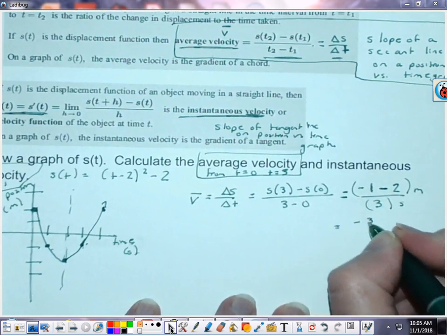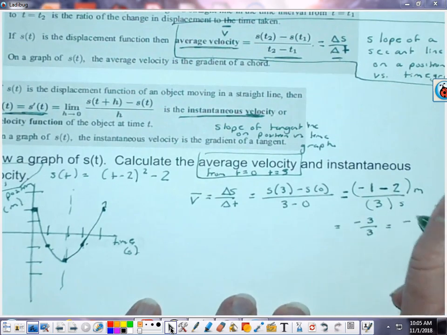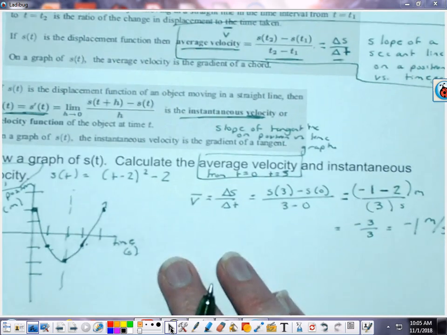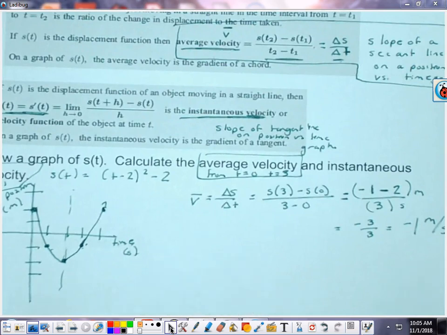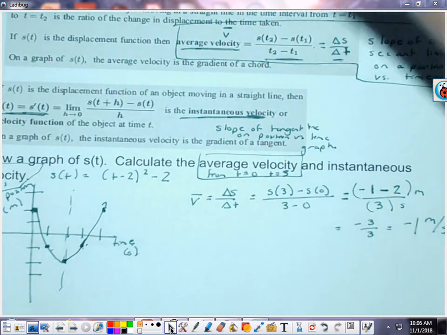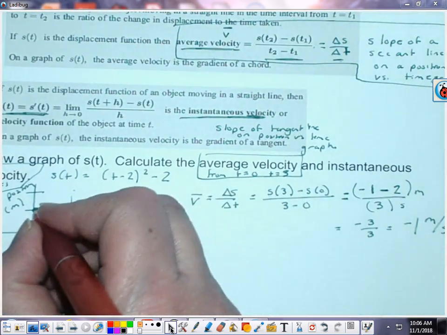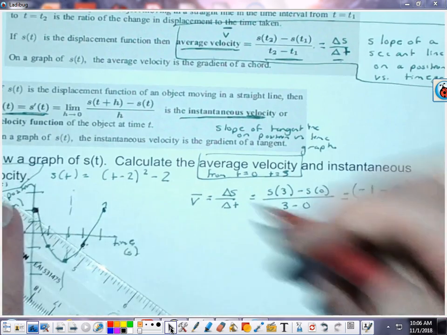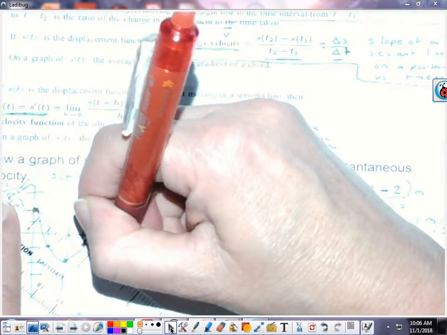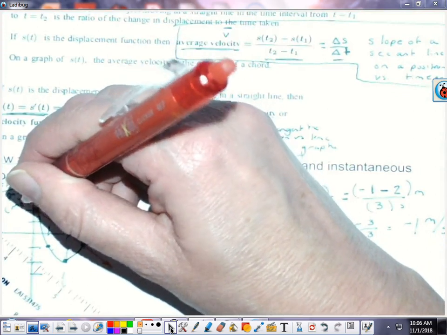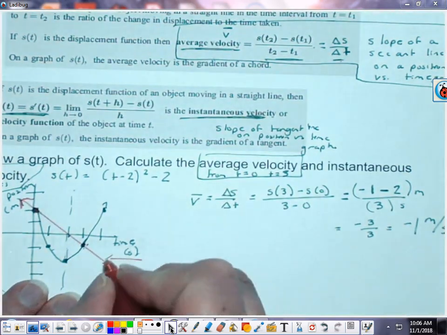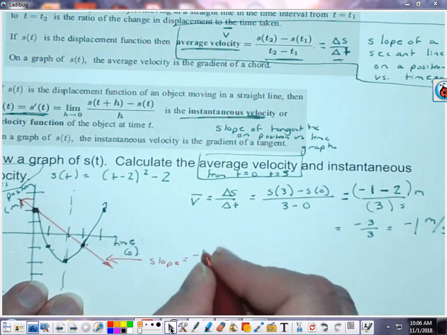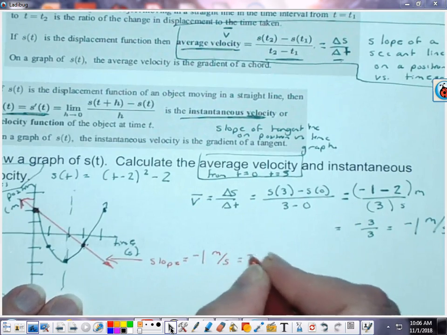So you would have negative 3 over 3. So negative 1 meters per second is your average velocity. It's also the slope, so I'm going to draw the slope on there, between 0 and 3. So here's 0, and here's 3. So the slope of this is the average velocity over that time. That's what we just found.